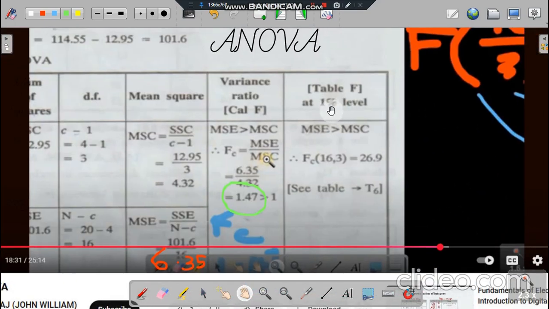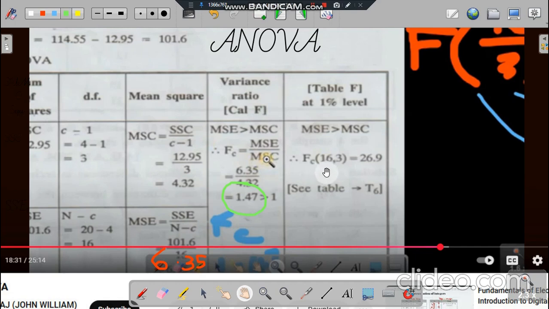Okay, then this FC we have written is the calculated value of F. From that, what is the numerator? Numerator is MSE. So MSE is here. What is the degrees of freedom? 16. That 16 we have to write first. Numerator degrees of freedom we have to write first. Next one is the denominator. What is the degrees of freedom of MSC? 3. That we have to write here.